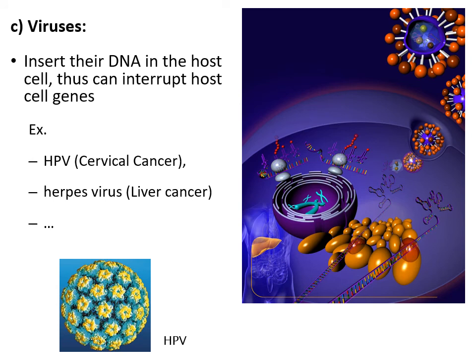Viruses also are able to cause these mutations to happen. So they, again, work by trying to get our cells to make things for them by inserting not just DNA, but RNA as well, into their host cell. And this can interrupt the cell's genes. And so herpes virus and HPV, human papillomavirus, can cause this to happen, and they actually lead to the development of cancer.